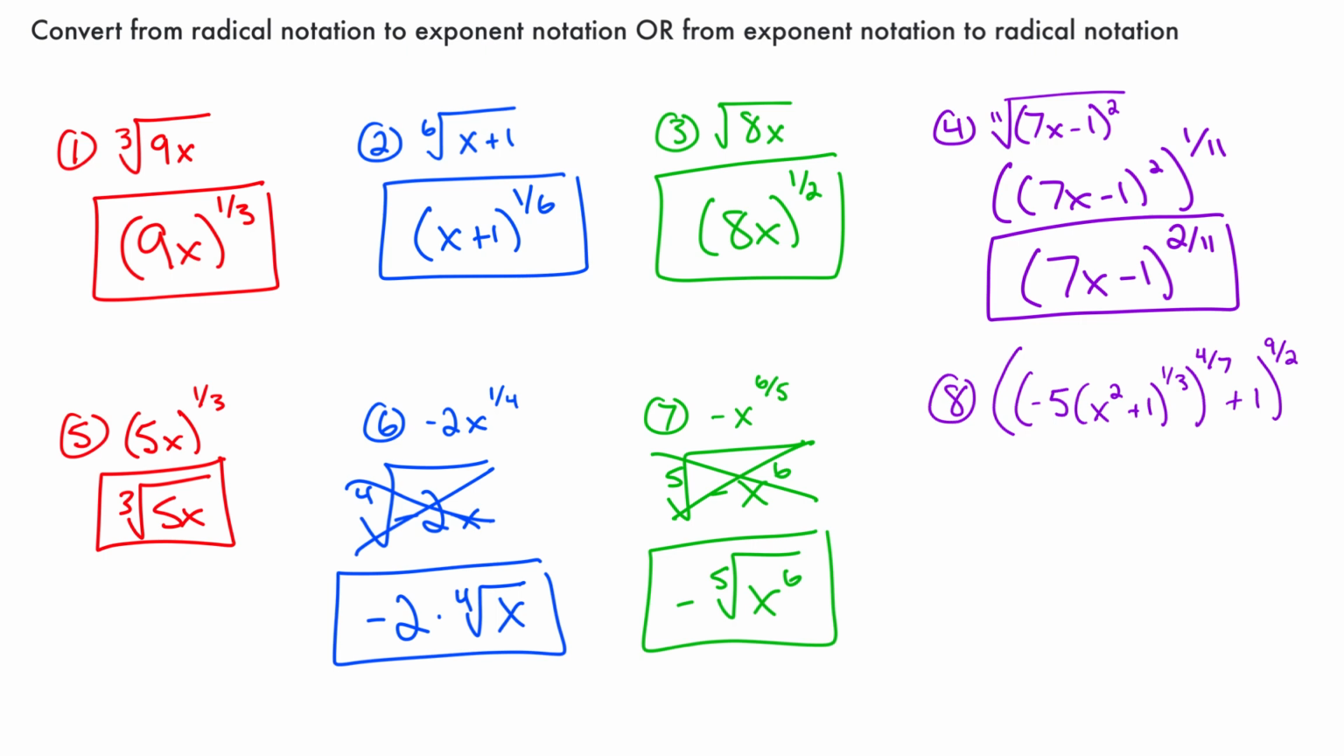And then lastly, I wanted to throw in a really complicated looking one. Here's my recommendation on how to simplify those. Work from the center out. So I have an x squared plus 1. I'm going to take that and get the 3rd root of it. Then I'm going to take that and multiply it by negative 5. Then I'm going to take all of that and bring it to the 4/7 power, which is the same thing as bringing all that to the 4th power and then 7th rooting it.